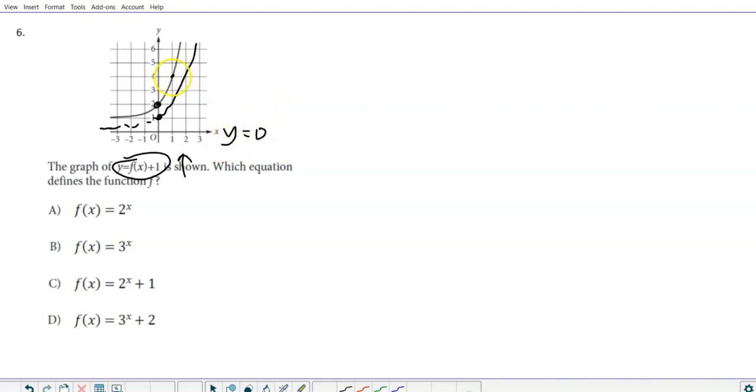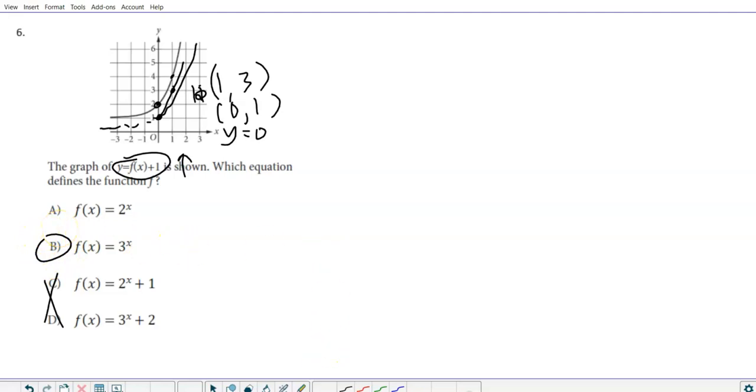It looks like that point was there at 4. It's going to be there at 3. So it's going to go through that point at 1, 3. It's going to go through the point at 0, 1 as well. So if you wanted to check some of these to see which ones, I think these two are out. Those are moving them up. It should have a y there. And if you plug in 1, you should get 3. And so if you plug in 1, you get 3 with this one. So I think that would be it.